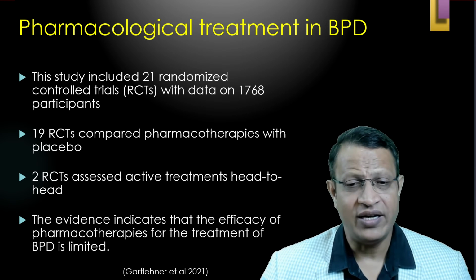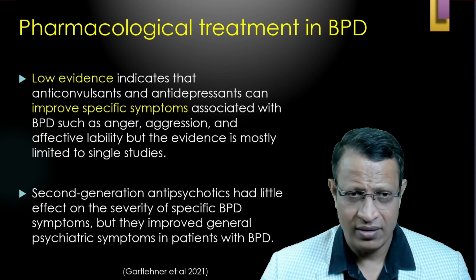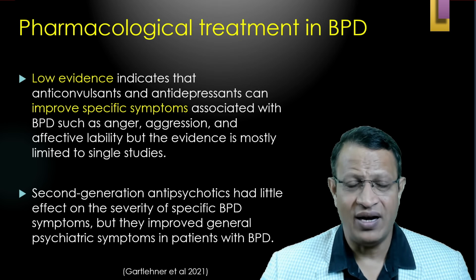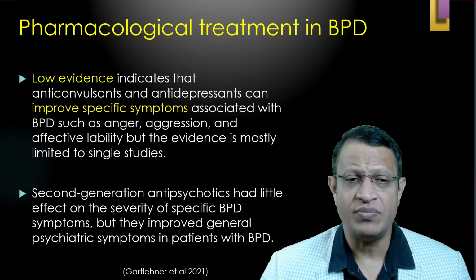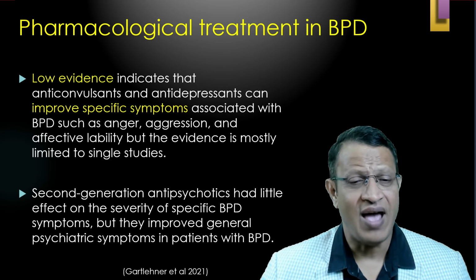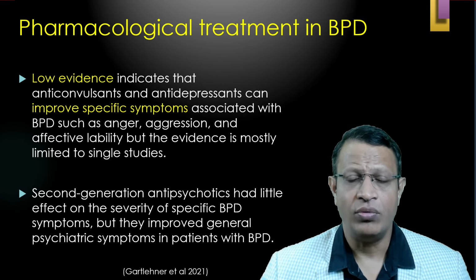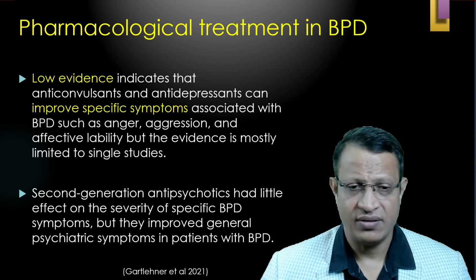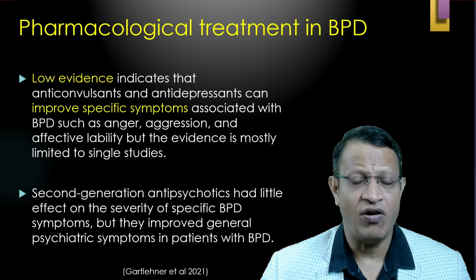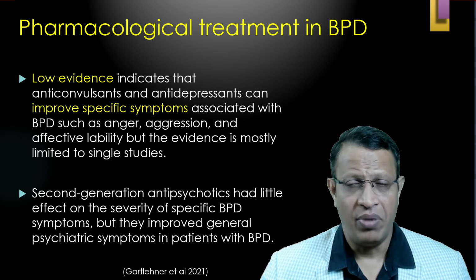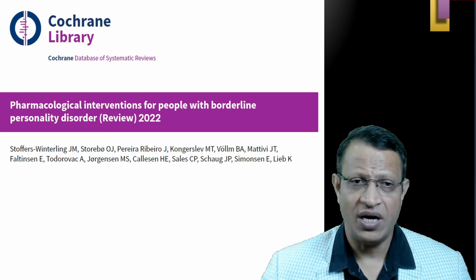The evidence indicated that efficacy of pharmacotherapy for the treatment of borderline personality disorder is limited. There is low evidence that anticonvulsants and antidepressants can improve specific symptoms associated with BPD, such as anger, aggression, and affective lability. But the evidence is mostly limited to few studies. Second generation antipsychotics have little effect on the severity of borderline personality disorder, but they improved general psychiatric symptoms in patients with borderline personality disorder.